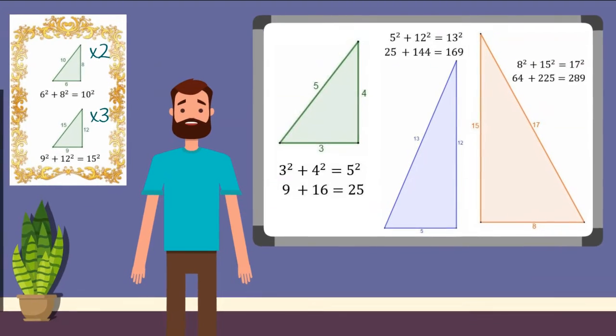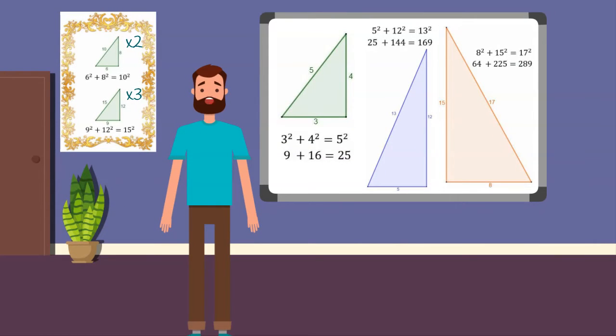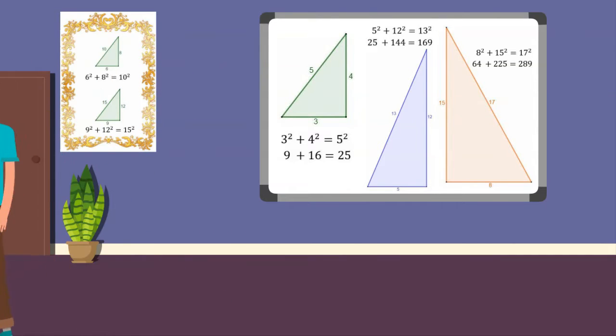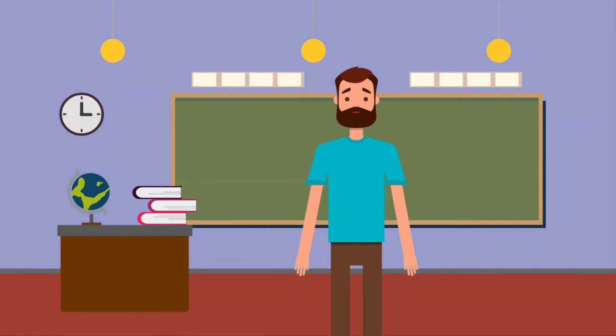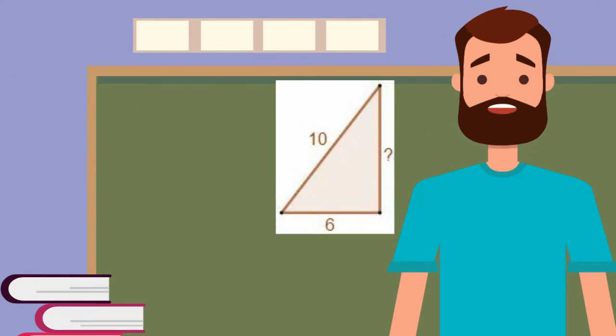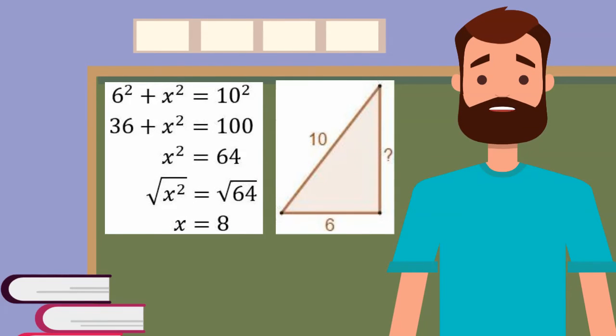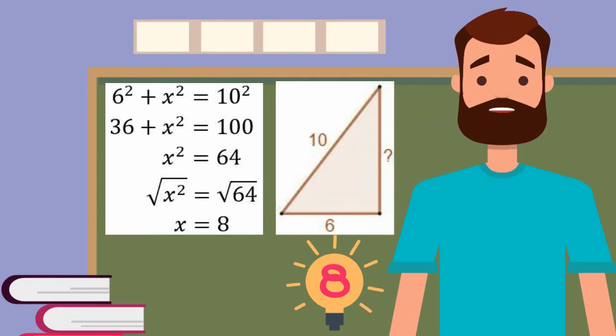If we train ourselves to spot these triangles when they come up in textbooks or on tests, we will usually be able to see a shortcut. Let's look at a couple of examples. We might be given a triangle like this and asked to find the missing side. Of course, we can do this by substituting into the Pythagorean theorem and then solving for the unknown side. But if we recognize this as a 3-4-5 triangle that's been scaled up by a factor of 2, we can know immediately that the answer is 8 without having to do any calculations.